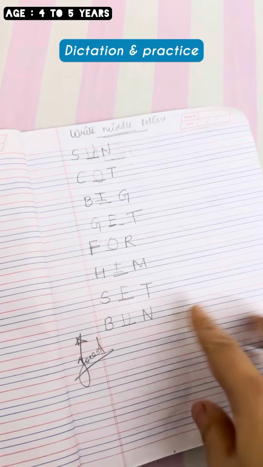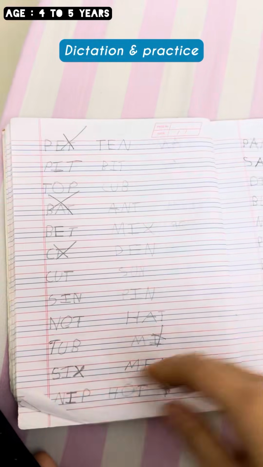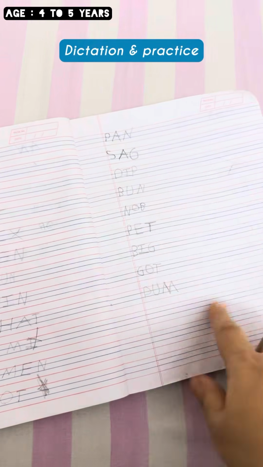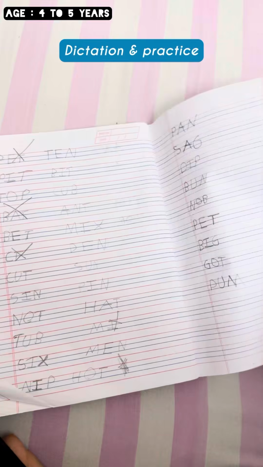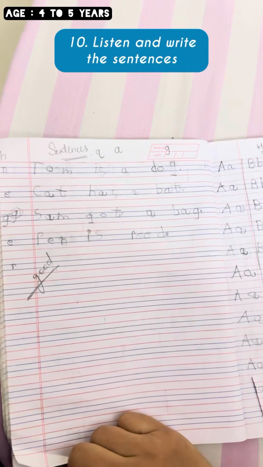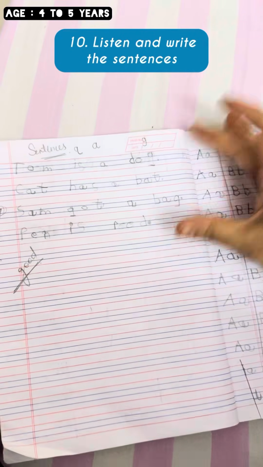Then again I did 3-letter dictation. Then again middle letters, to check whether she was doing up to the mark. Again dictation, again dictation, so a lot of practice. And when I thought that she was ready, I gave some sentences to write.